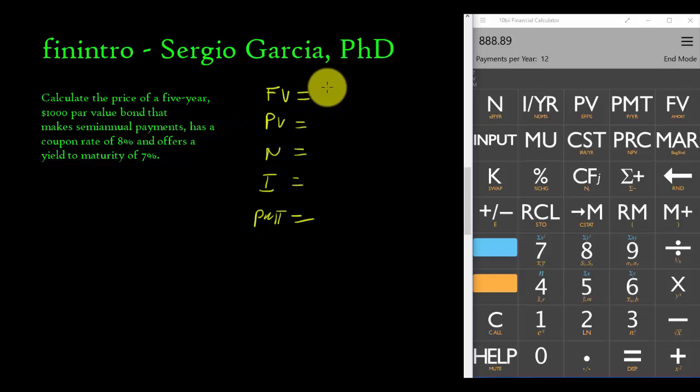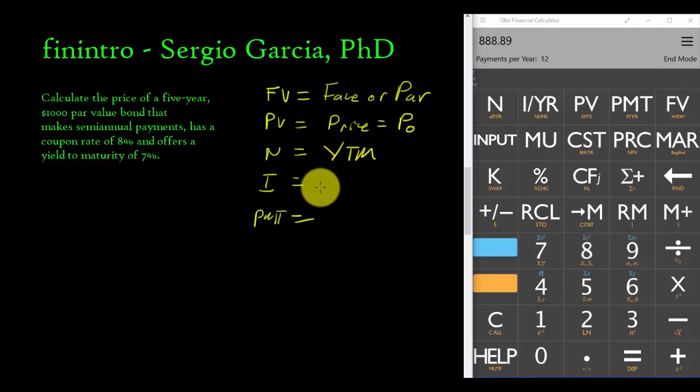My future value is going to be my face value, or par value. My present value is going to be the price of the bond. I often denote this as P sub 0, or the price at time period 0. Time period 0 can be in the middle of the payments, just what it is right now. N is going to be my yield to maturity. I'm sorry, let's back up this train a little bit.